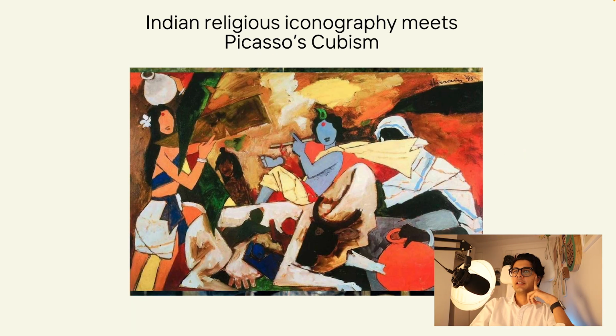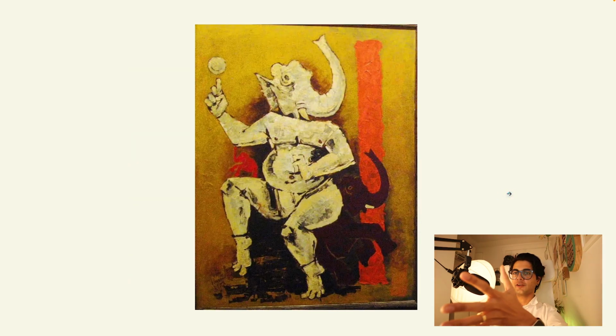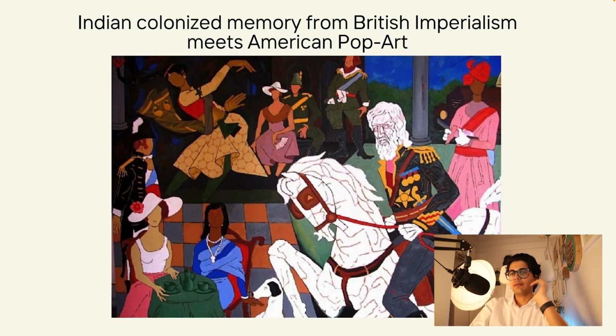So as you can see in M.F. Hussain's work, it's Indian religious iconography meets Picasso's Cubism. Very unique, very interesting. That's why some artists are unique because they are so authentic, and that's why the third space theory can be used to study them.